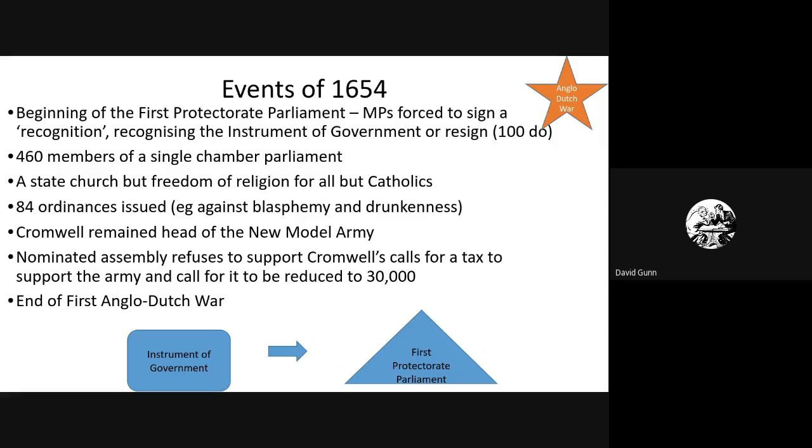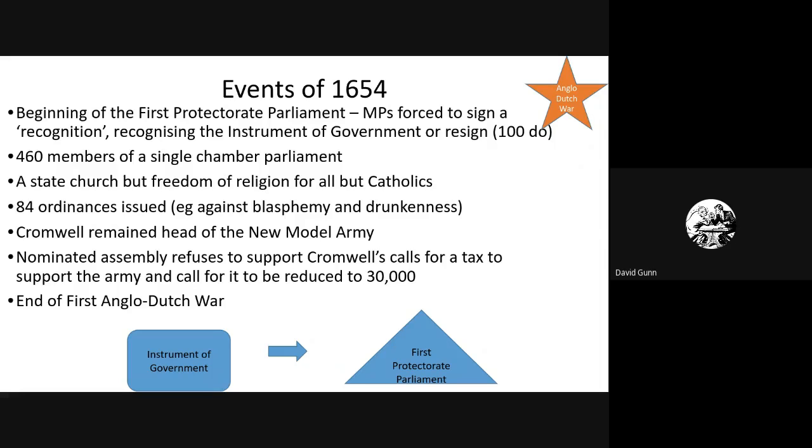1654, we get a new type of parliament, the first protectorate parliament, where MPs are forced to recognise the instrument of government. So, as I said, the instrument of government is a kind of constitutional settlement, and this is what it looks like.